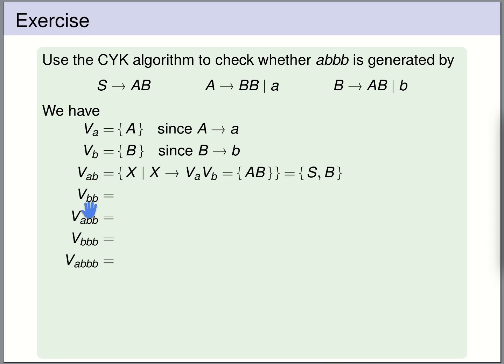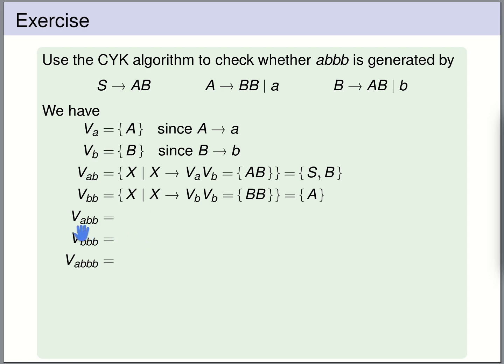For VBB, we have to consider all the possible ways to split BB. Again, that's just one possibility. We split into B and B. VB is just B, so VBB just consists of BB. We are now looking for all variables X such that we have a production rule X can rewrite to BB. There's only one such production rule with BB in the right hand side, and the left hand side is the variable A.